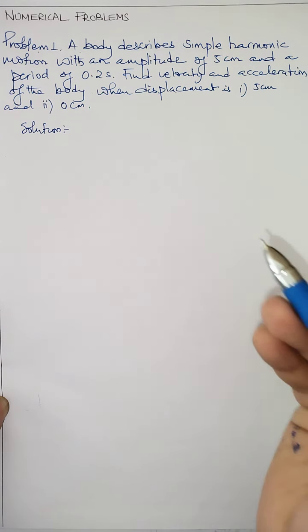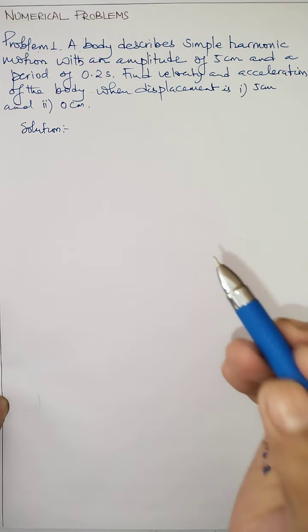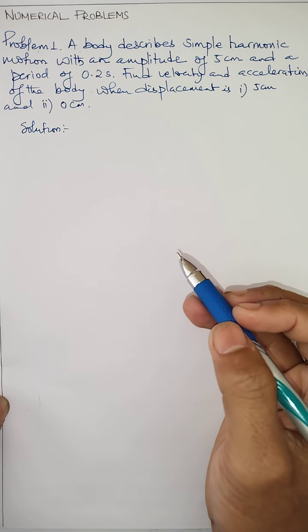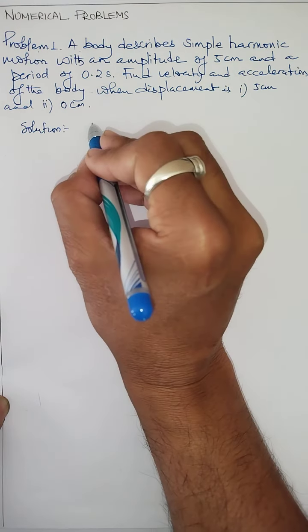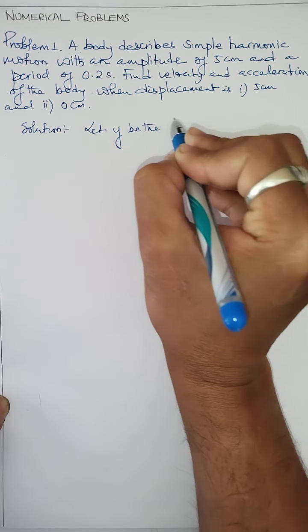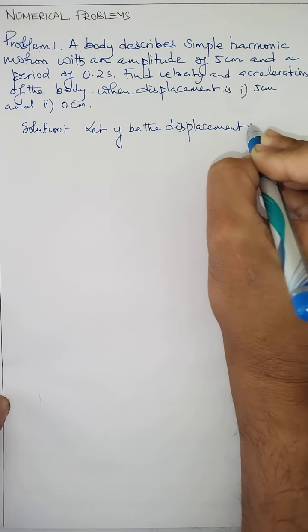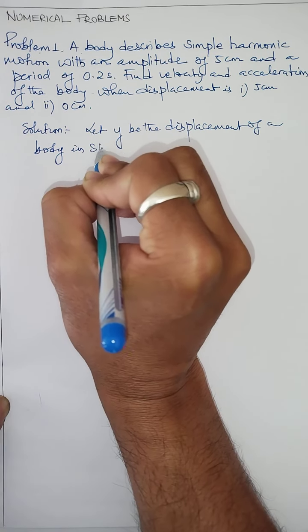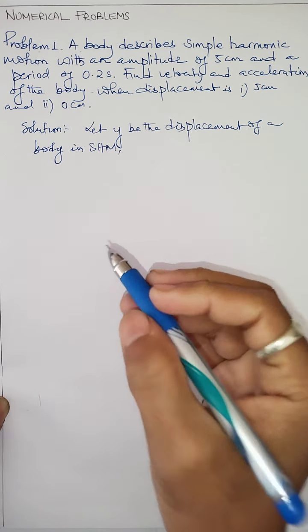Now, in order to calculate the value of velocity and acceleration, we know the displacement of a body in simple harmonic motion can be expressed by the symbol x or y. Let me just use the symbol y. Let y be the displacement of a body in simple harmonic motion.